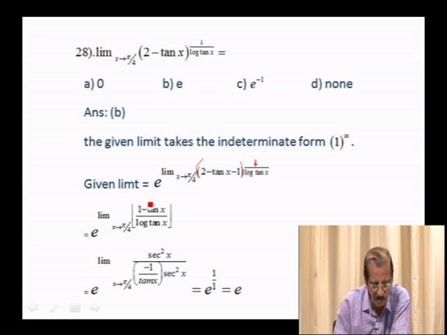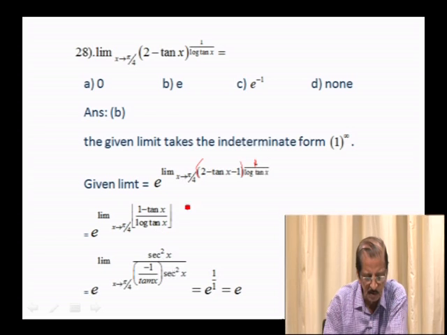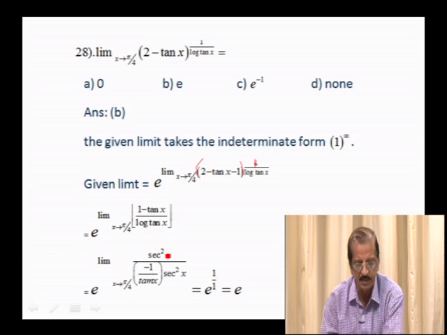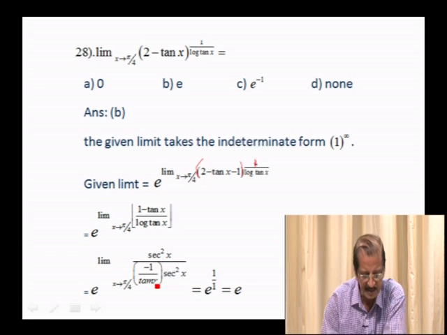And in order to simplify this one, of course, we apply L'Hopital's rule once again because it takes the form 0 by 0. 1 minus tan pi by 4, that is 1 minus 1, 0. Log tan pi by 4, log 1, that is 0. So it's of the form 0 by 0. So for this apply L'Hopital's rule. Differential of 1 minus tan x is secant square x, and differential of log tan x is 1 by tan x into secant square x. So that will be e to the power of 1 by 1, that is e is the answer.